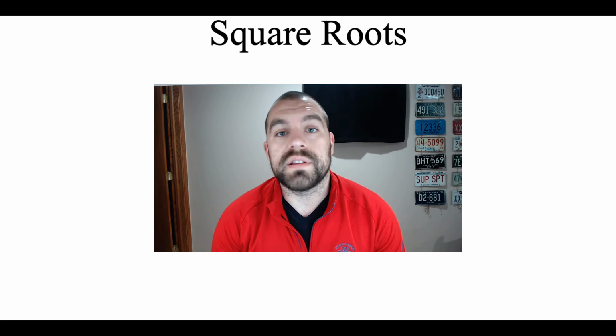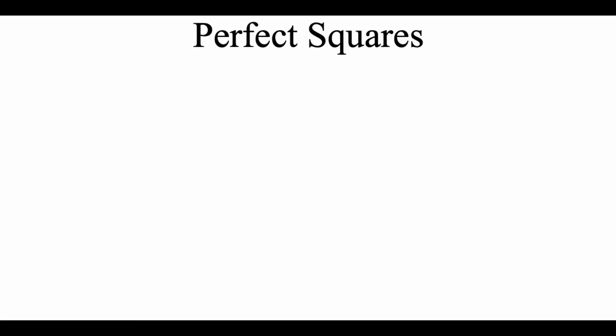In this video, we're going to take a look at square roots. Now, before we get into actually talking about square roots, I want to talk about perfect squares. And perfect squares involve squaring some number. So for example, if I took 3 and squared it, we would get 9 as our answer. 9 is an example of a perfect square.